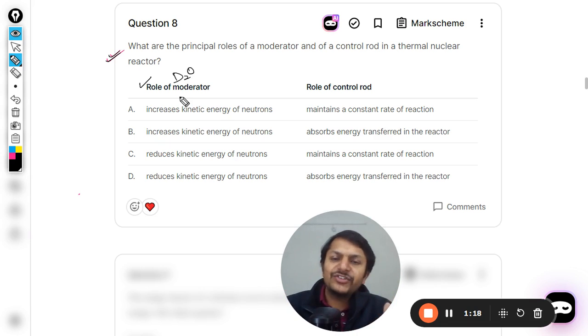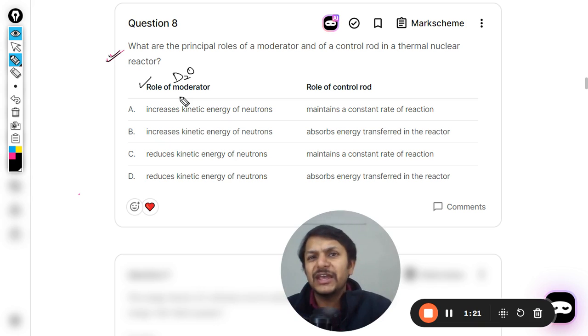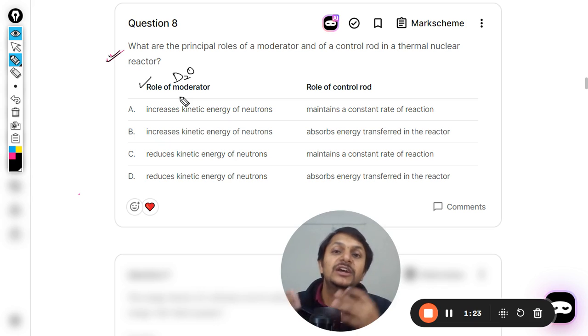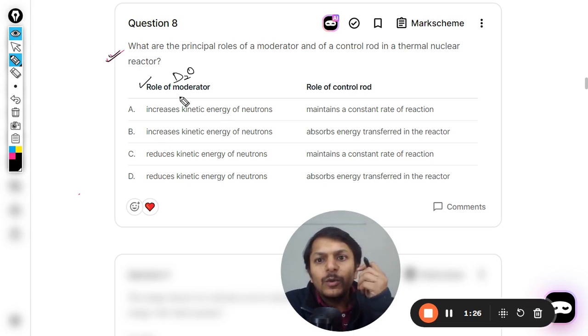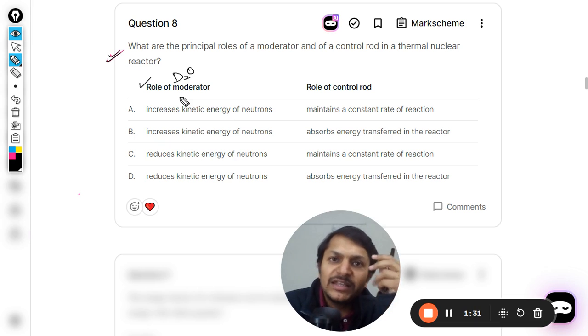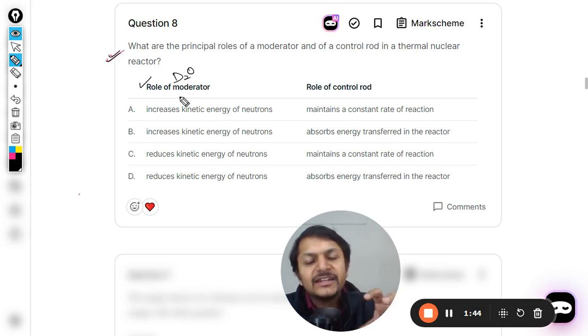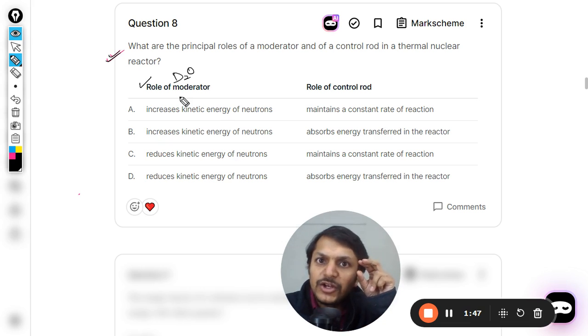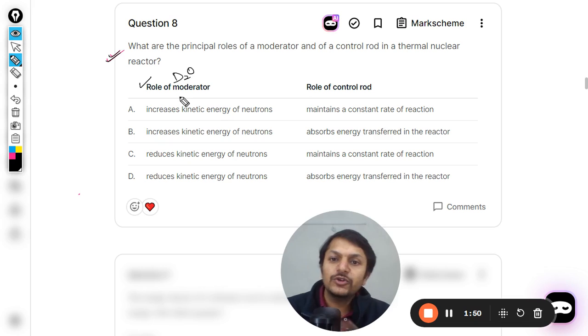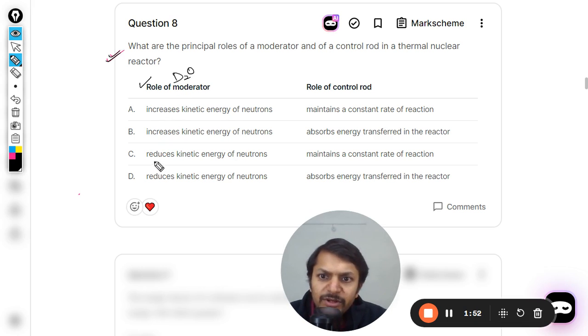So to facilitate this reaction, we need to do something that will reduce the speed of the neutron. The fast moving neutron is going to collide with a molecule of heavy water. The kinetic energy of the neutron is now shared between the D2O molecule and the neutron, thereby reducing the kinetic energy of the neutron. That is what we wanted to do, and that will facilitate the seizure of the neutron by the uranium, thereby causing the nuclear fission reaction. So the answer will be: reduces the kinetic energy of neutrons. So either C or D.